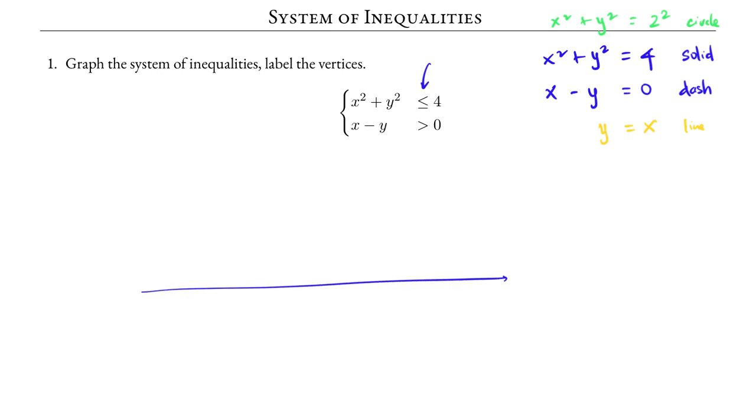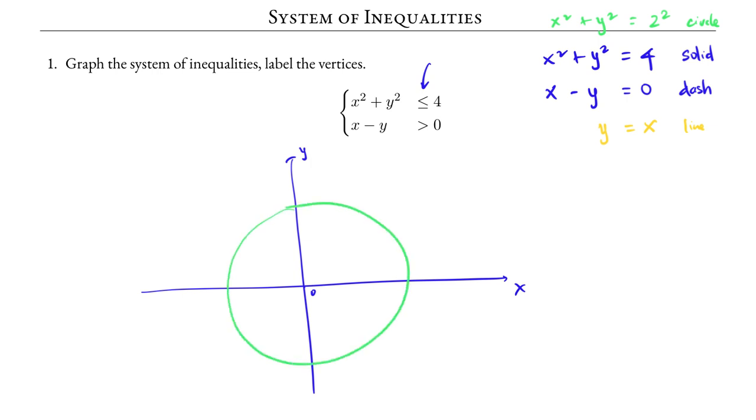Realizing this, we set up the coordinate system, the x, y axes with the origin. We then graph the circle x squared plus y squared equals 2 squared with a radius of 2. And we graph the line y equals x using the dashed line, not the solid line, again because of the strict inequality. The equation of this line is y equals x, and the equation of the circle is x squared plus y squared equals 2 squared, or 4.